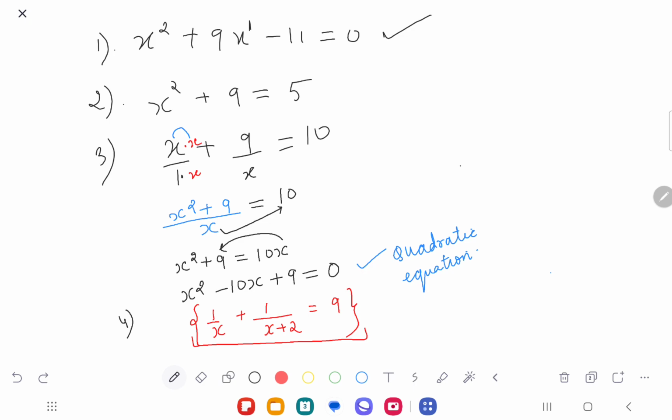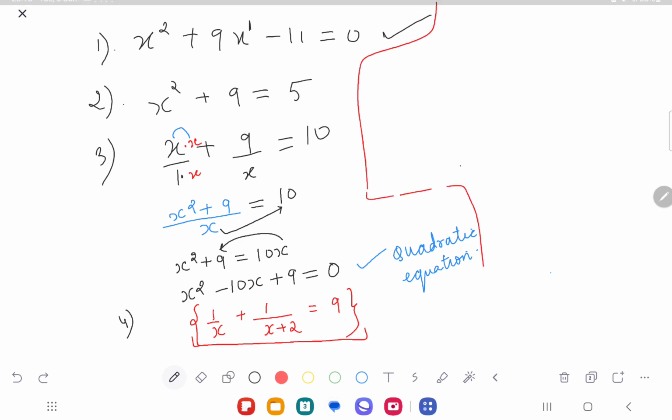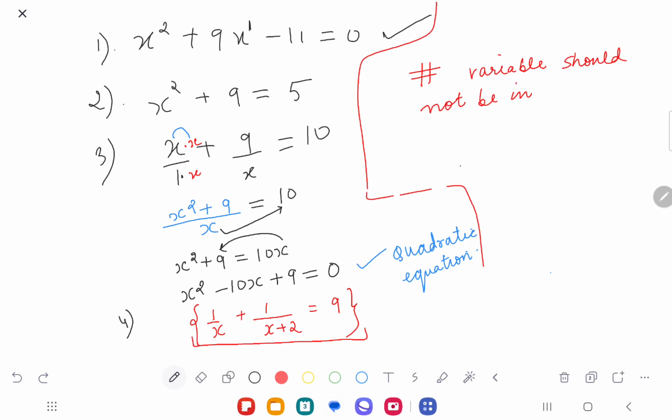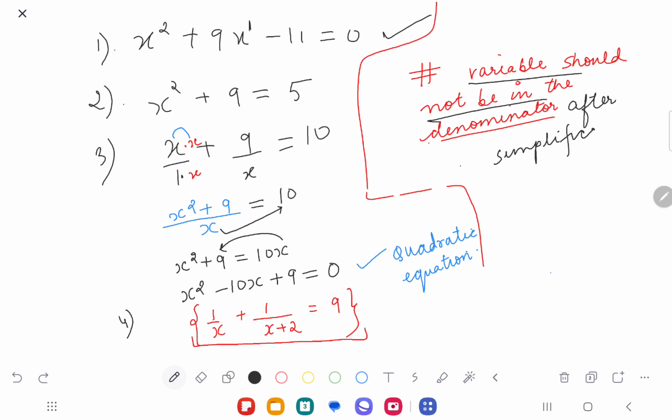So first of all, in any equation, just understand. To know whether it is a quadratic equation or not, mark one word. The variable x or y or any variable should not be in the denominator. Yes or no? So here we have the variable in the denominator, but the variable should not be in the denominator even after the simplification. Then you call it an equation. Do you understand? Even after the simplification.